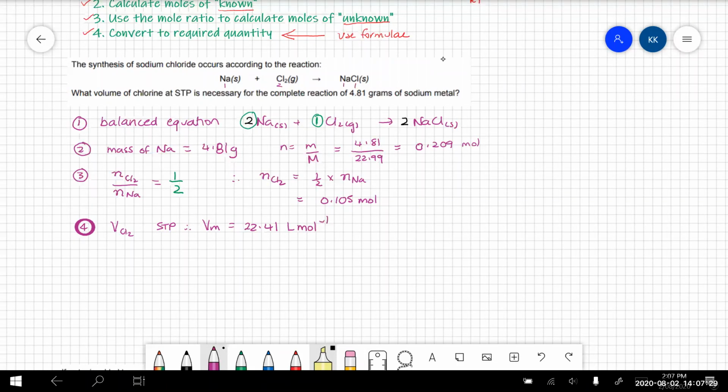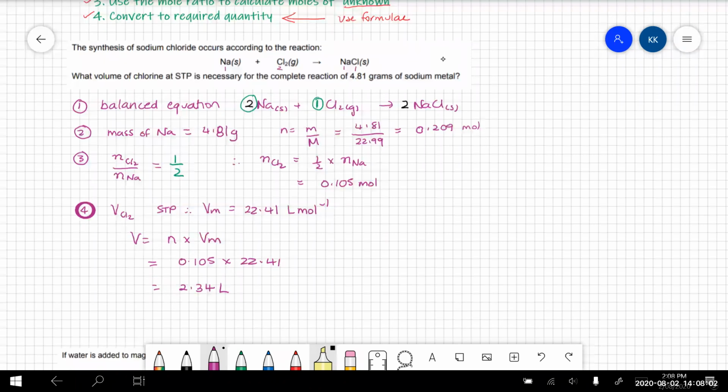Now it's a simple case of volume equals moles times molar volume, which is 0.105 multiplied by 22.41. And we come out with 2.34 litres. Again, 3 significant figures, because that is what our measurement in the question has. So that's a fairly simple one. Anytime you're at STP or SLC, your calculation of volume is going to be quite an easy thing to do. Let's look at a slightly harder example.